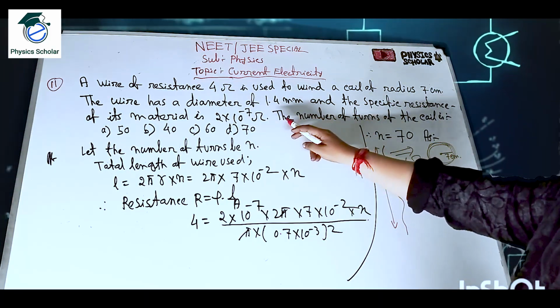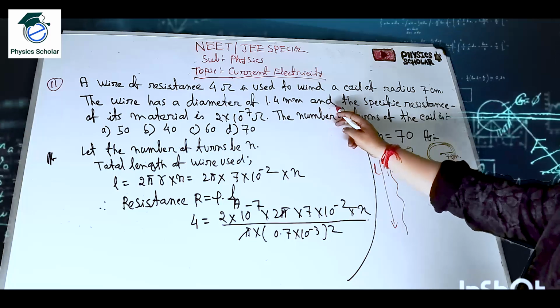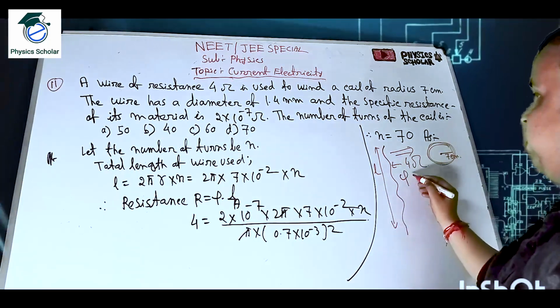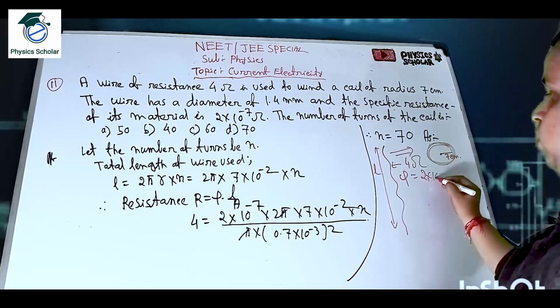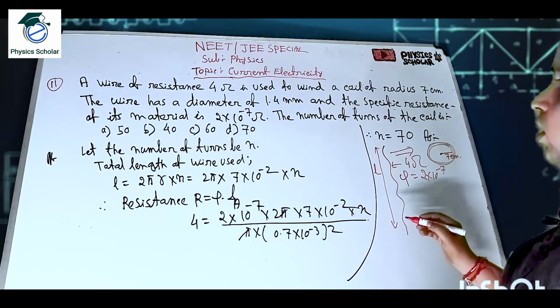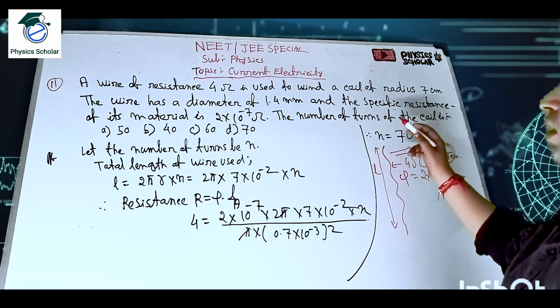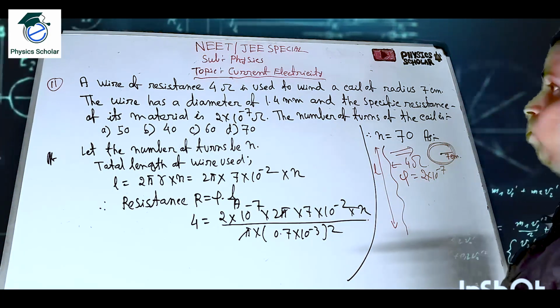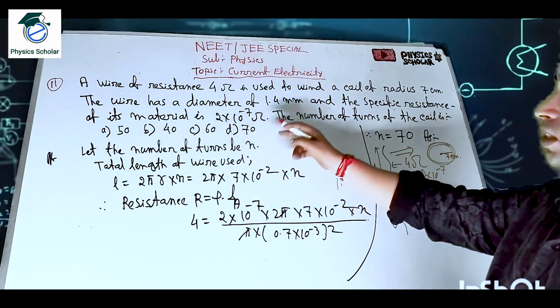The wire has a diameter of 1.4 mm. The specific resistance means resistivity, so resistivity rho is given. Rho is equal to 2 into 10 to the power minus 7. Clear? Specific resistivity of the material is this. The number of turns of the coil is what? 40, 50, 60, 70, whatever.